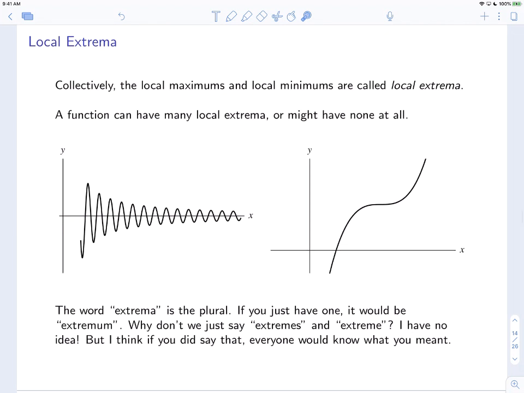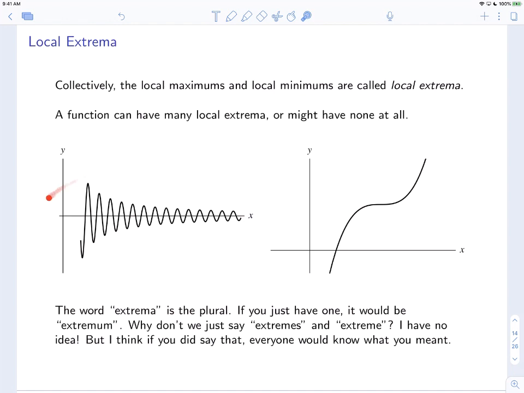Collectively, local maximums and local minimums are called local extrema. Extrema is the plural. If you only have one, it's called an extremum. These come from the Latin. So extremum is the singular and extrema is the plural. Now, a function can have many local extrema, or it might have none at all.